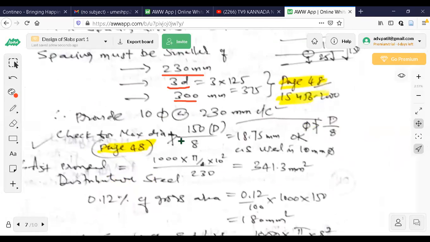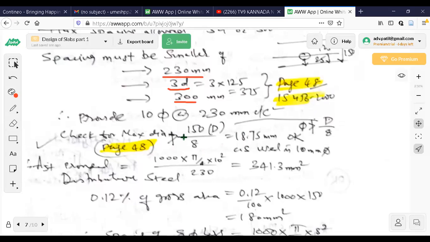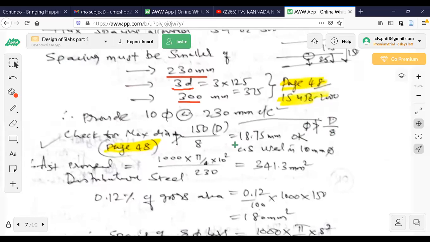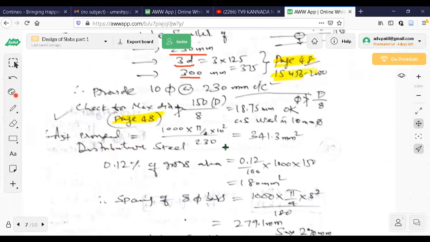check for the maximum diameter, 150 d by 8. This is the formula. So 18.75 maximum diameter. It means you should not use any steel rods which is more than 18 diameter. That is the condition it gives here. But anyway, you are using 10 rods. Or phi should be less than d by 8. It means diameter chosen should be less than 150 by 8, where 150 is capital D. So both conditions should be satisfied. Otherwise, whatever diameter you have used will be wrong. 10 satisfies both of these, so there is no problem.